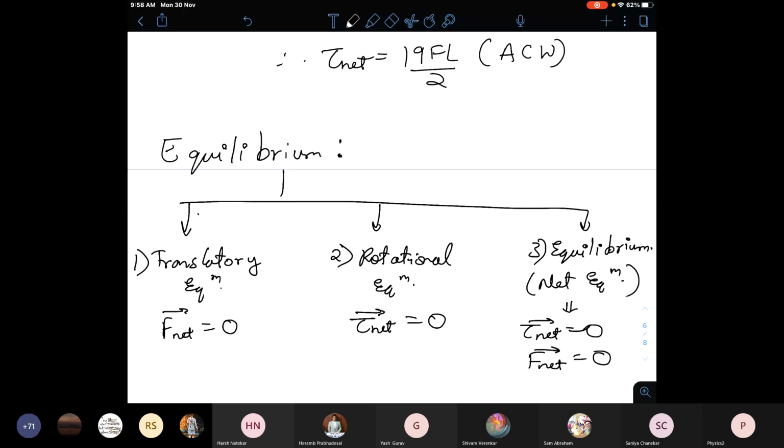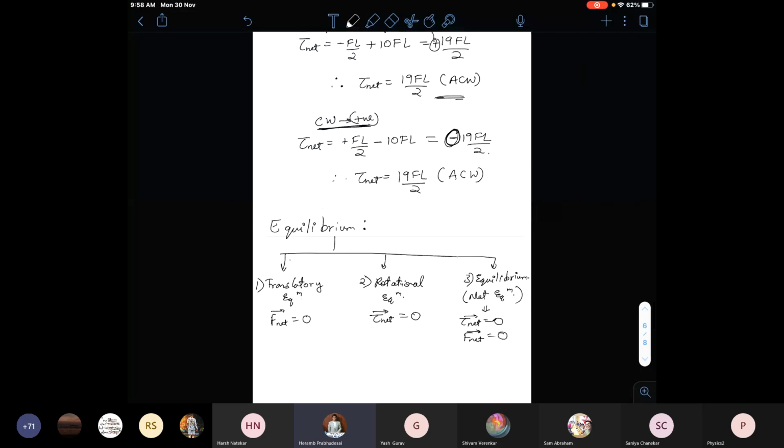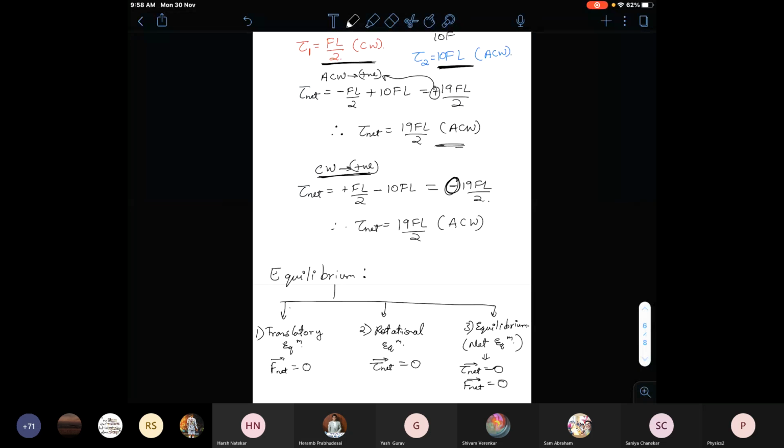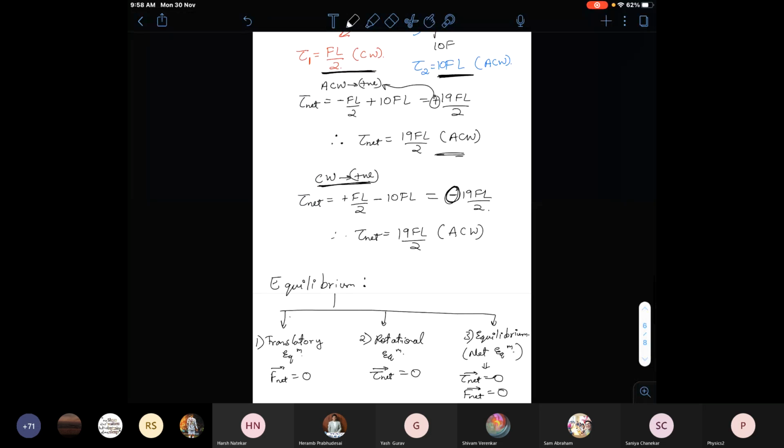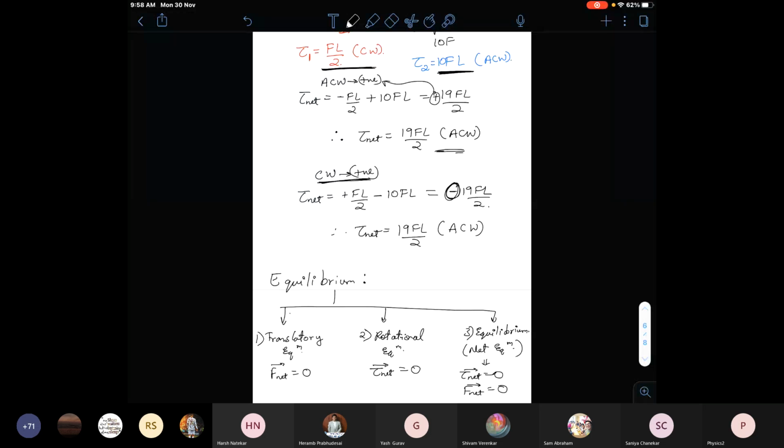You have another class after chemistry class, so we will discuss this in that class. What do you mean by the three different types of equilibrium? We will discuss it in detail because this is very important. After that we will do a few questions and we will move on to rolling motion. If you want you can write it. I will zoom out. So write this and that's it for now.